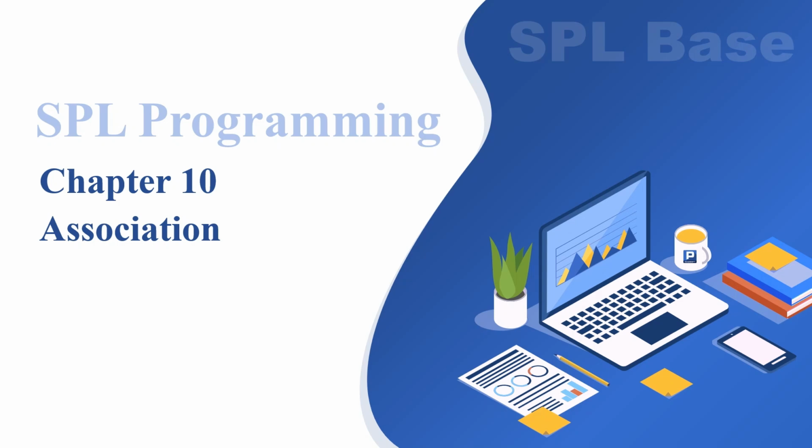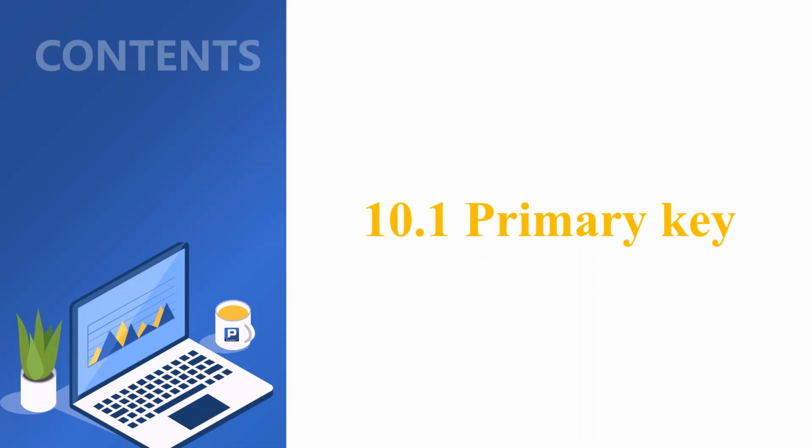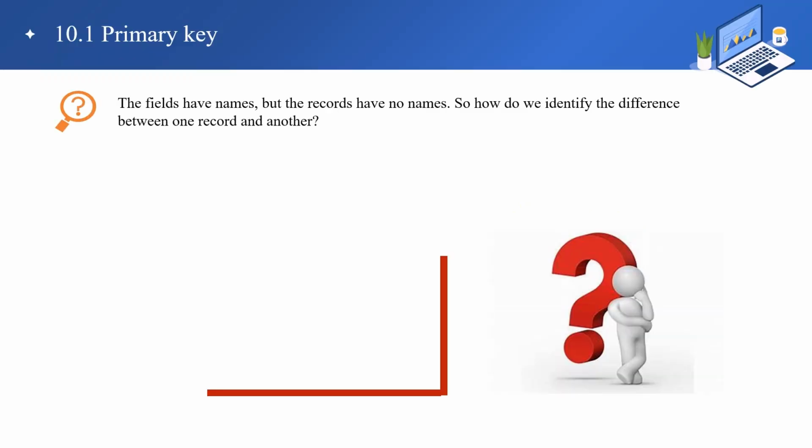Chapter 10. Association. Section 1. Primary key. When we talked about the concept of structured data, we said that the fields of the data table have names, but the records have no names. So how do we identify the difference between one record and another?